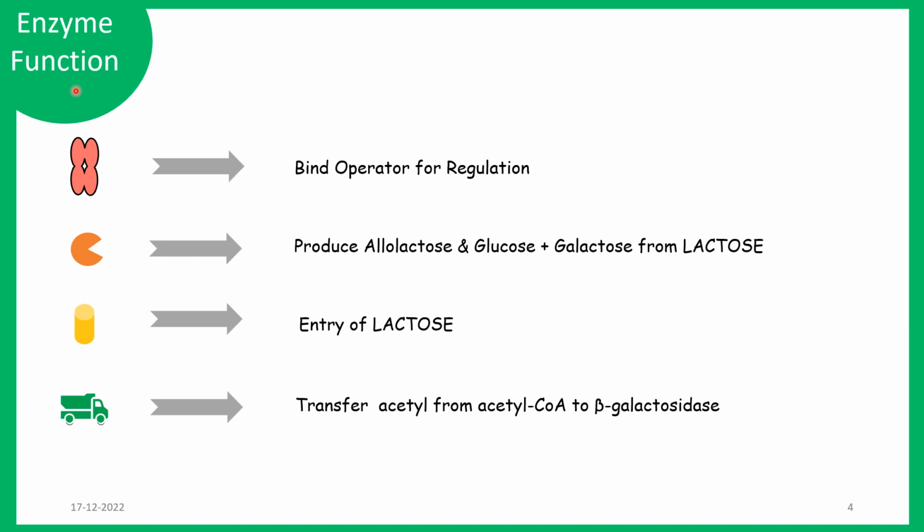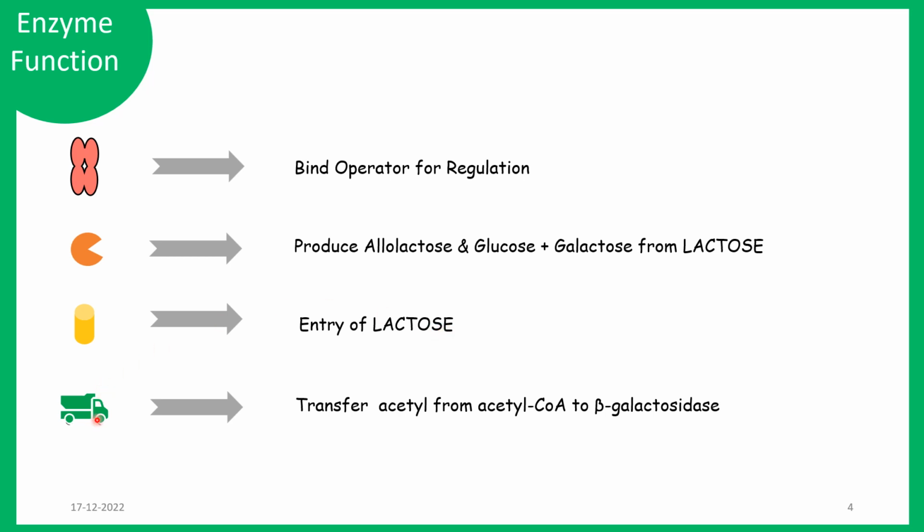So now we discuss the function of the enzymes. What is the function of repressor protein? It binds to the operator of the operon for regulation. Then beta galactosidase. Beta galactosidase converts lactose into allolactose, and second it converts lactose into glucose plus galactose. Then permease helps the entry of lactose or glucose or any other molecule from outside to inside the cell.